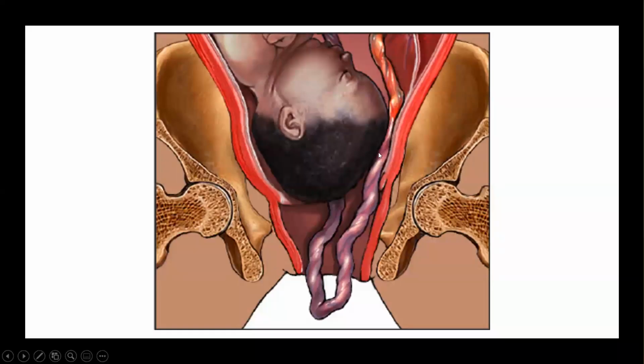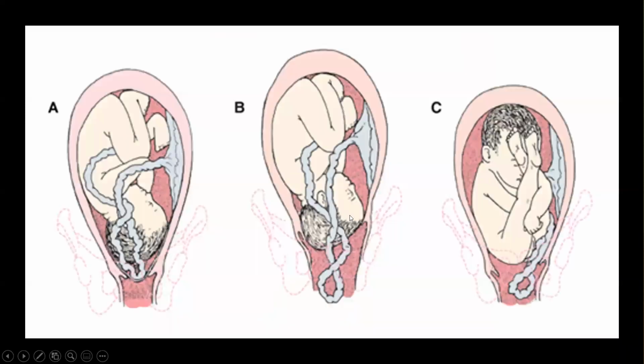So this is what I'm talking about. The cord drops down below before the baby comes. And the problem is it can become compressed. And we know this is where the baby's getting oxygen. So this is a medical emergency for both mom and baby, more so for baby than mom.